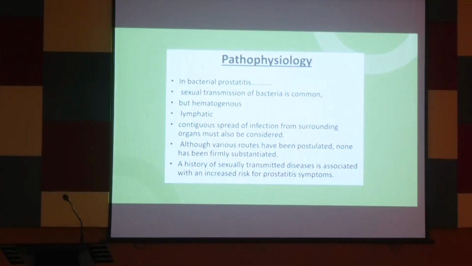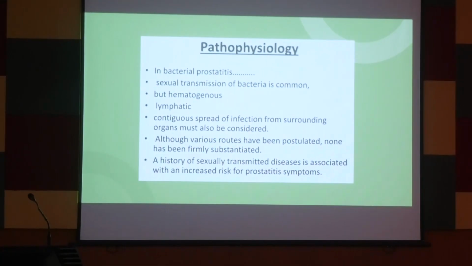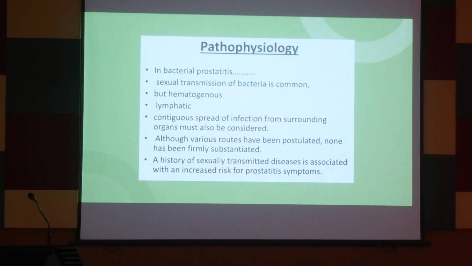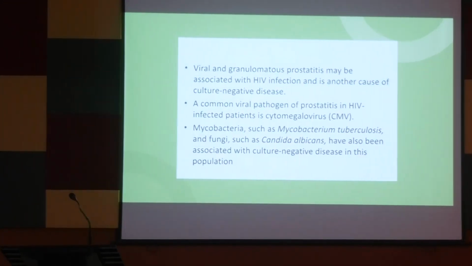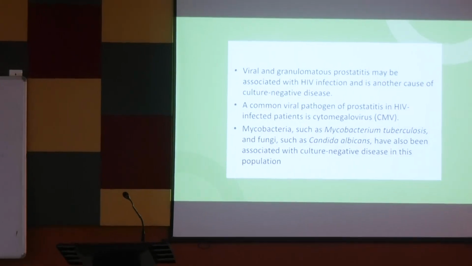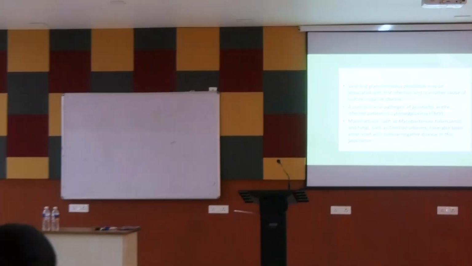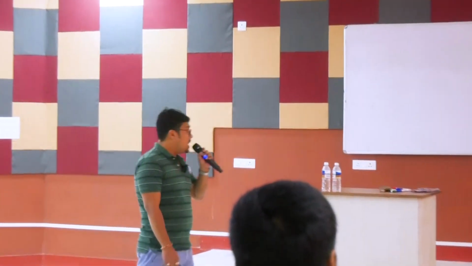A history of sexually transmitted disease is associated with an increased risk of prostatitis symptoms. Sexually transmitted diseases like syphilis and gonorrhea have also been associated with the incidence of prostatitis. Now, viral and granulomatous prostatitis is also common in immunocompromised individuals, like HIV-infected patients. A very common viral pathogen is cytomegalovirus.